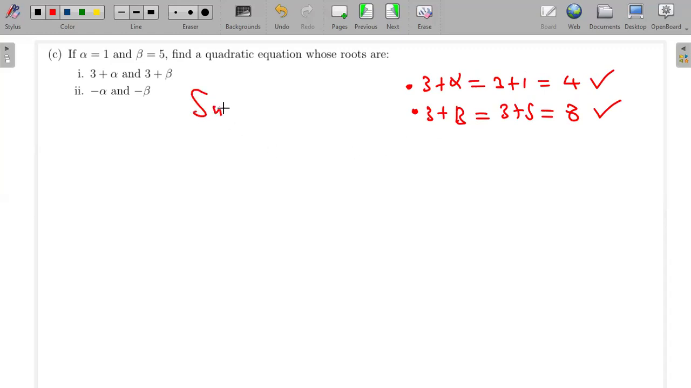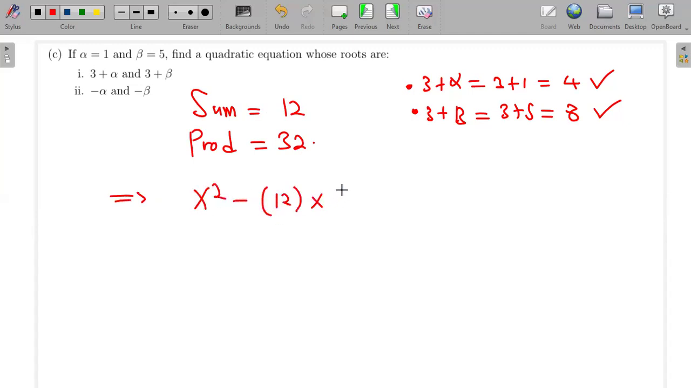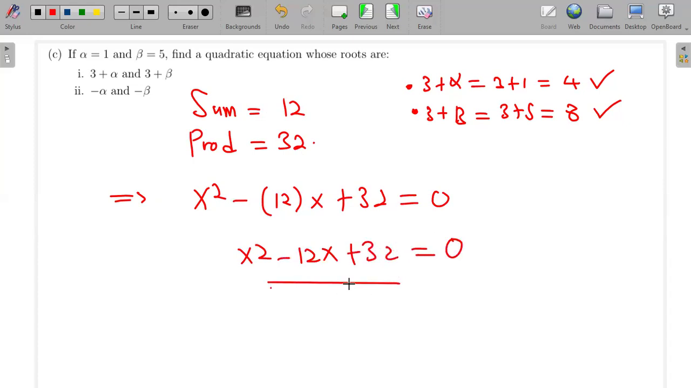So what is the sum of 4 and 8? It's just 12. What is the product? I have 4 multiplied by 8, which is simply 32. So now the new quadratic equation will just be x squared minus the sum, which is 12x, plus the product is equal to 0. So I have x squared minus 12x plus 32 is equal to 0. So that's the new equation there.